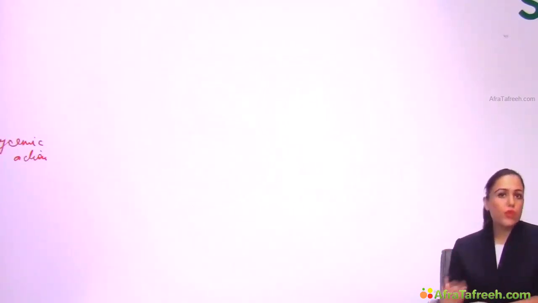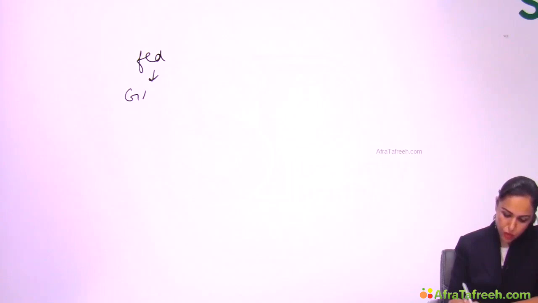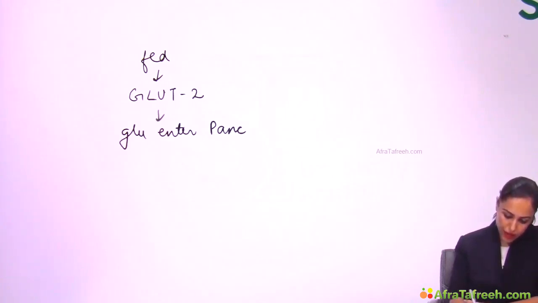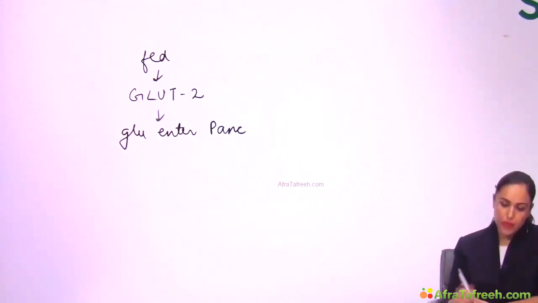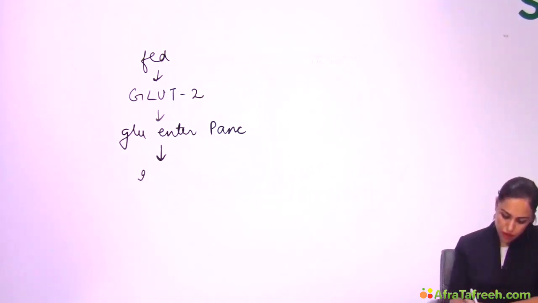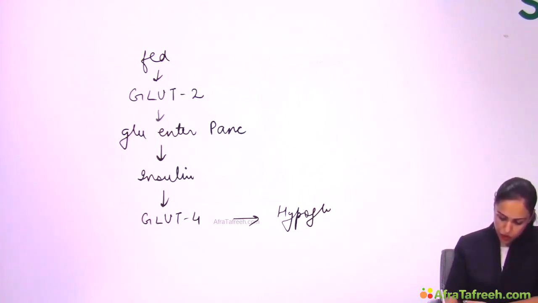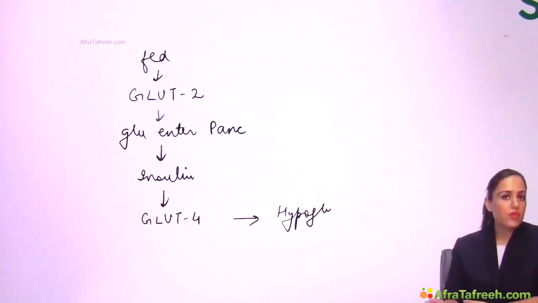Now let's see the sequence of events occurring in fed state. In fed state, when glucose enters blood, then the first GLUT which gets opened is GLUT2. When GLUT2 opens, then glucose will enter pancreas. Liver and intestine also, but here I'm more concerned with pancreas. So let's continue. Glucose enters pancreas, so hormone insulin will be released. Insulin will make GLUT4 active, and GLUT4 will cause the hypoglycemic action of insulin, right? So this is the sequence of events.